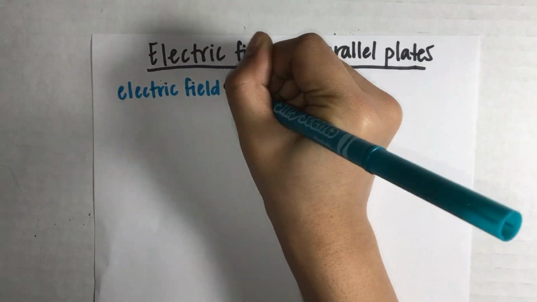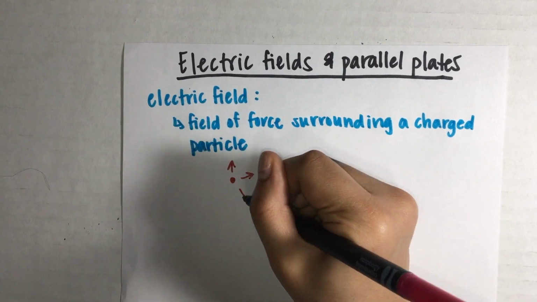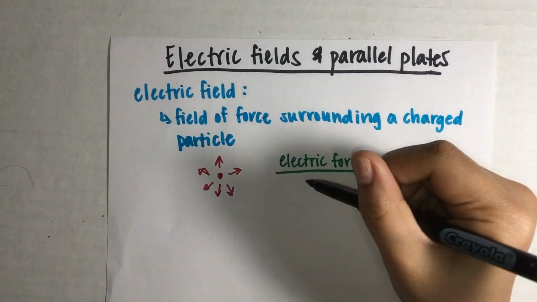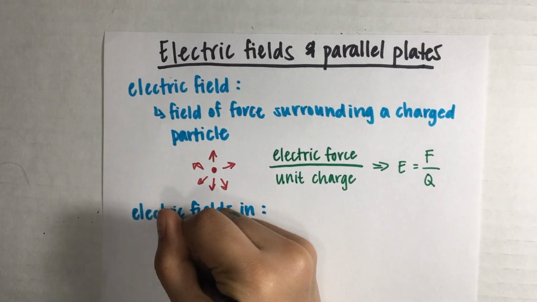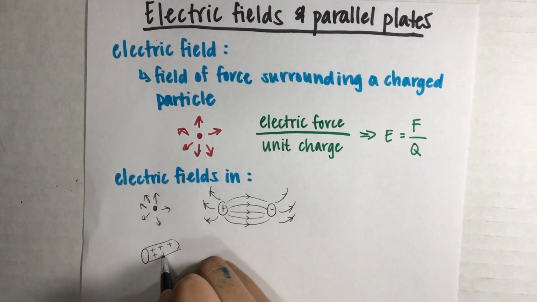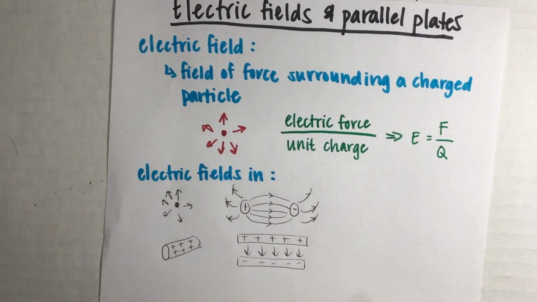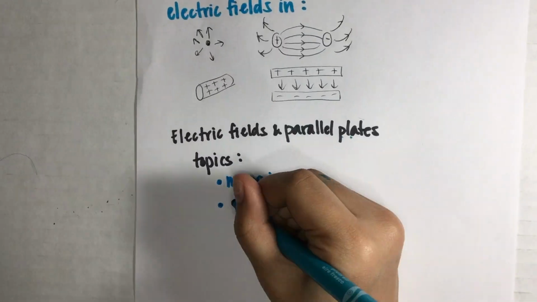An electric field is defined as a field of force surrounding a charged particle. It can also be defined as electric force per unit charge, or E equals F over Q. Electric fields can occur in a point charge, between multiple point charges, in a charged cylinder, or parallel plates. In this video, we will discuss mapping electric fields for point charges and parallel plates, calculations, and applications.